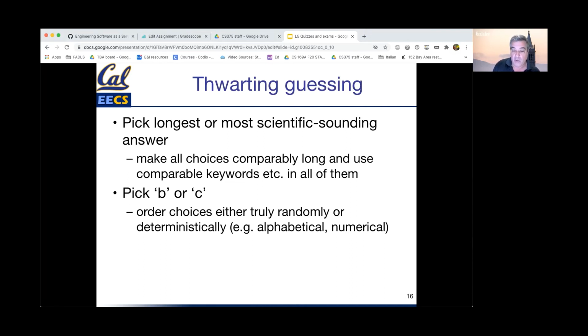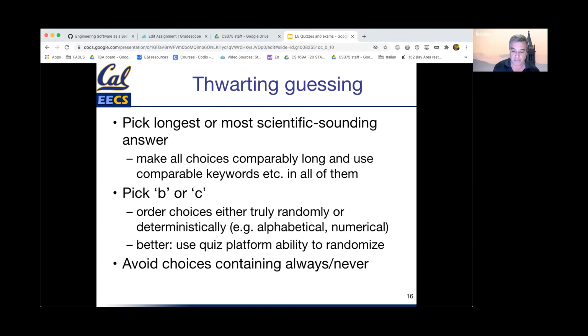Or you can order the choices deterministically so that it's obvious, for example, that the choices are being presented in alphabetical order, or in numerical order for the questions that have a numerical response. If a quiz platform you're using has the ability to randomize, the best thing I would say is to use that ability and let the students know so that they're aware that this guessing mechanism is not likely to work.